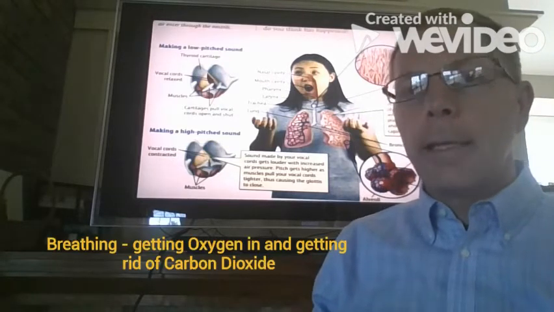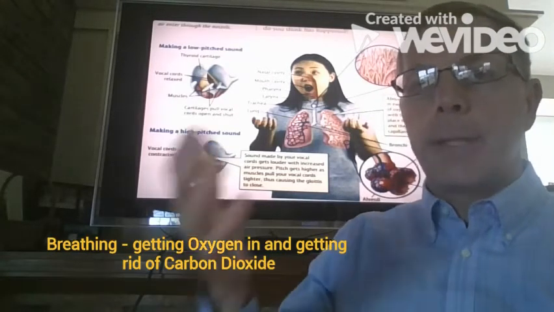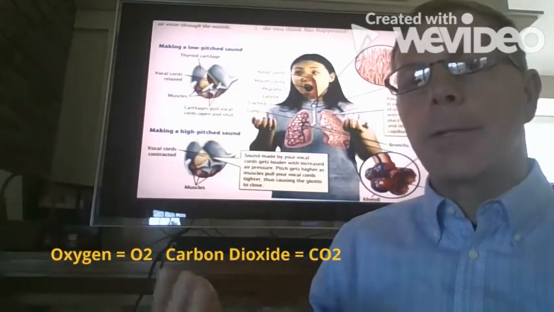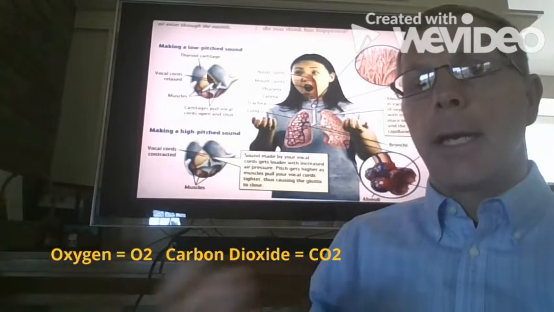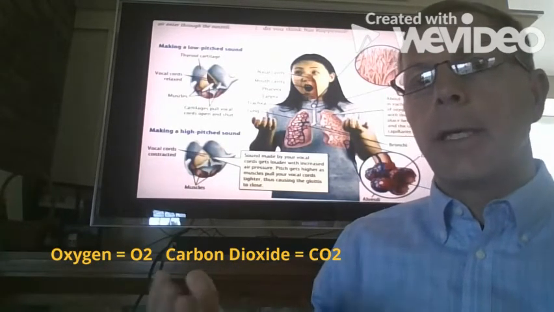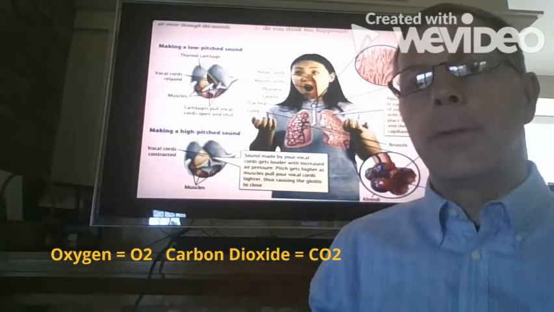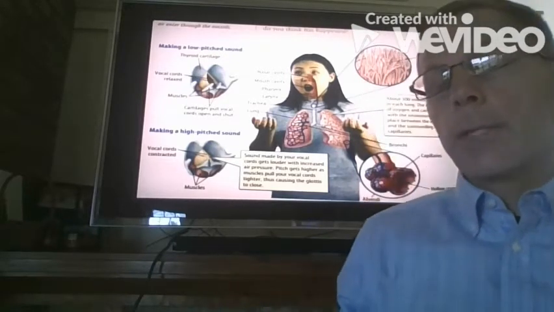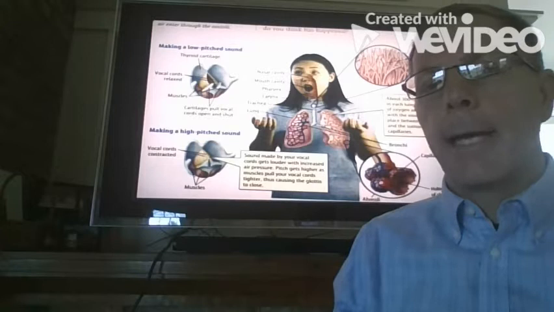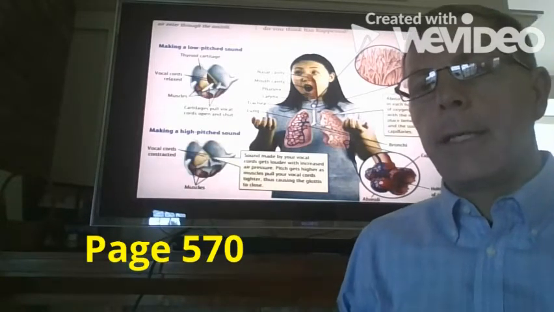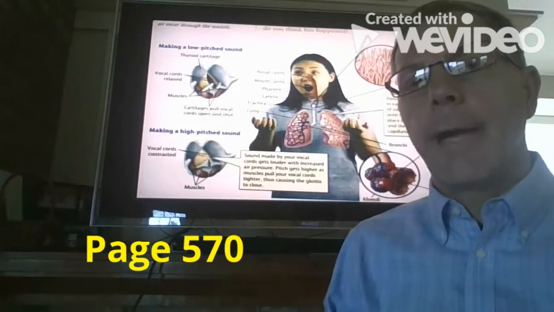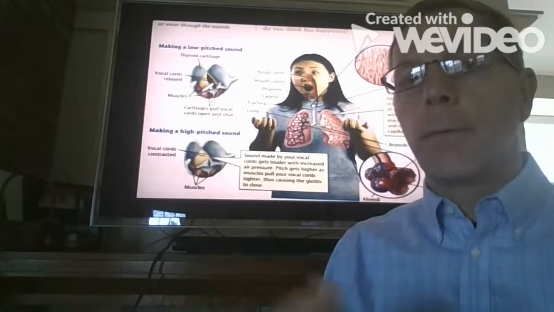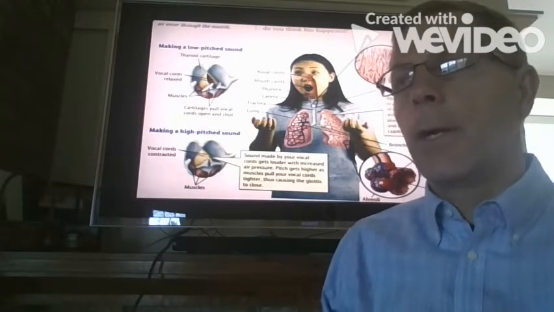Breathing is simply the exchange of getting oxygen in and getting carbon dioxide out. Oxygen's abbreviation is O2, and carbon dioxide's abbreviation is capital C, capital O, subscript 2, CO2. So when I refer to O2 or CO2, that's what I'm talking about, oxygen and carbon dioxide. The diagram behind me is one you can find in your textbook that shows you the different parts of the respiratory system and the important things that we need to know.